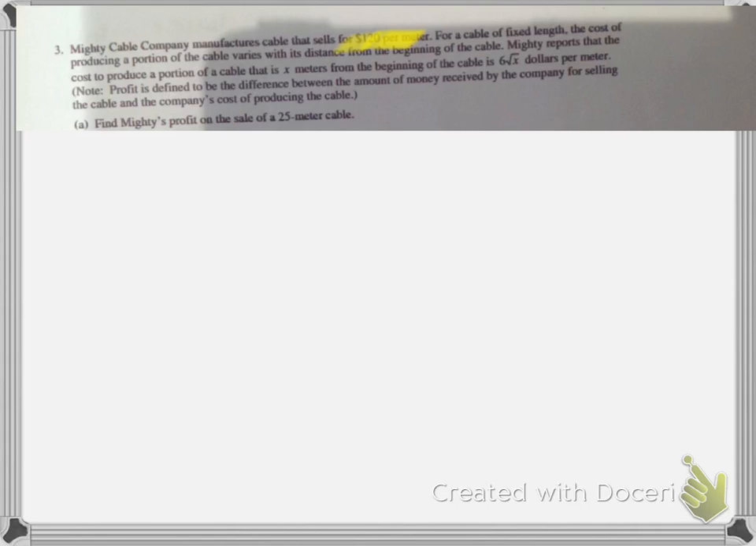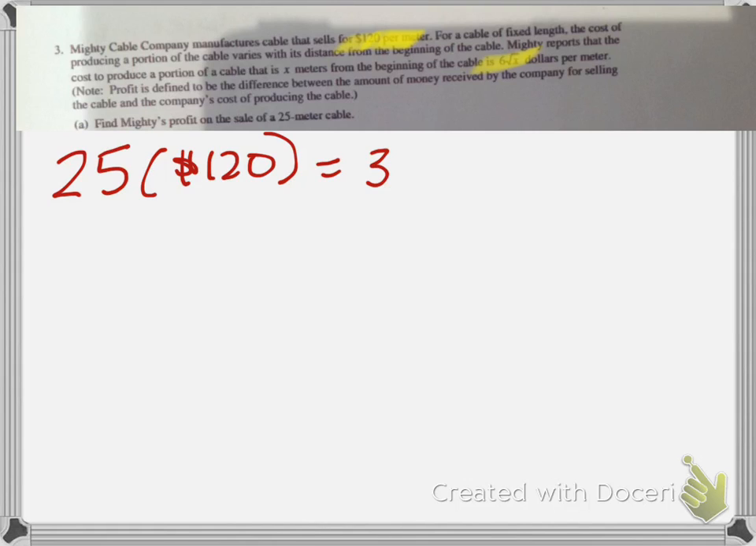Okay, so the cost to produce any portion of a cable is going to be 6 radical x dollars per meter. So the first thing that we have to do is find their profit on a sale of a 25 meter cable. If the cable is 25 meters long and they charge $120 for each meter, then they're going to make $3,000. So $3,000 was made. Okay, but we have to figure out their profit.